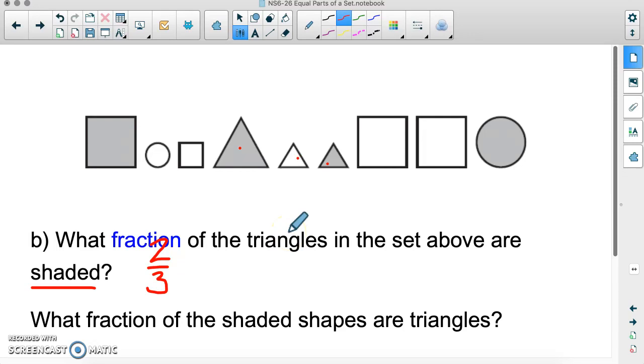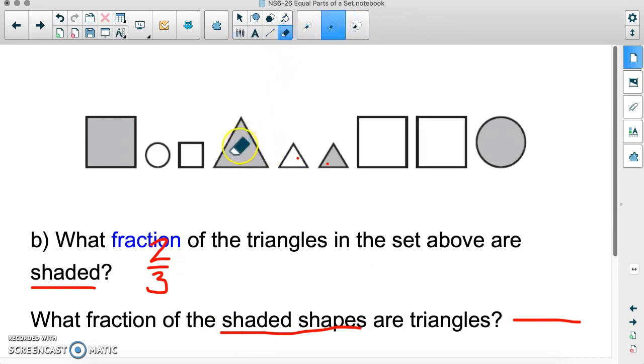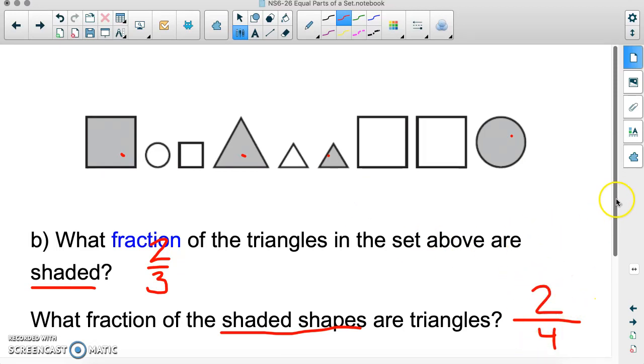What fraction of the shaded shapes are triangles? So now we want to know the shaded shapes. Well, how many shapes here are shaded? Well, we can see that we have 1, 2, 3, 4 shaded shapes. And of those 4 shapes, 2 of them are triangles, so 2/4.